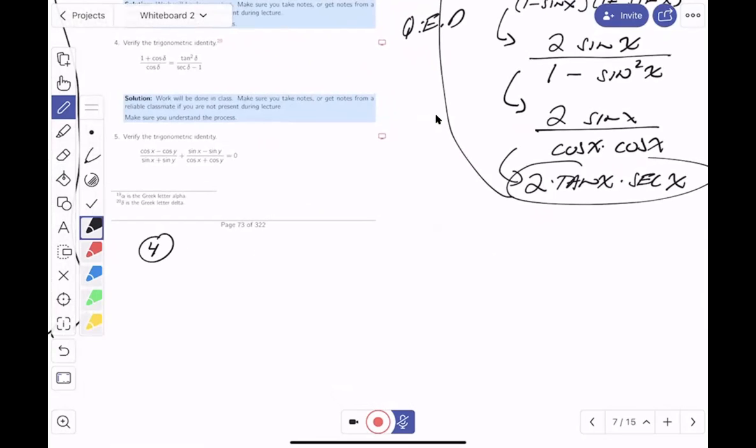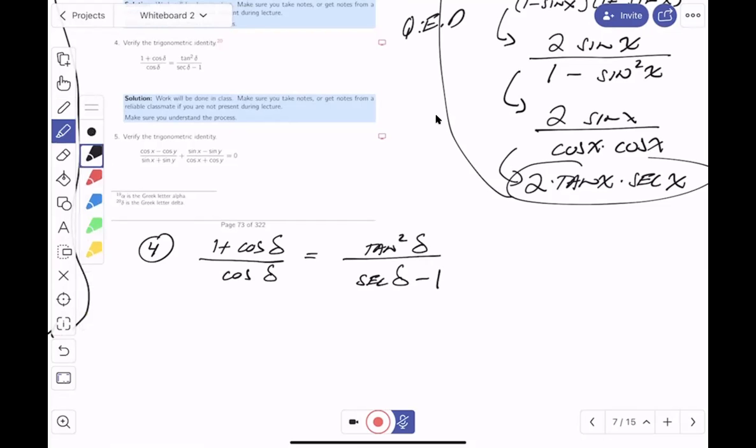And I've got to pick a side. So let me write this down. So I'm going to say 1 plus cosine delta over cosine delta is tangent squared delta over secant delta minus 1. Right. So this is what side you're going to pick. I'm going to pick the right side. And I'm going to work with that side until I figure out what it is.